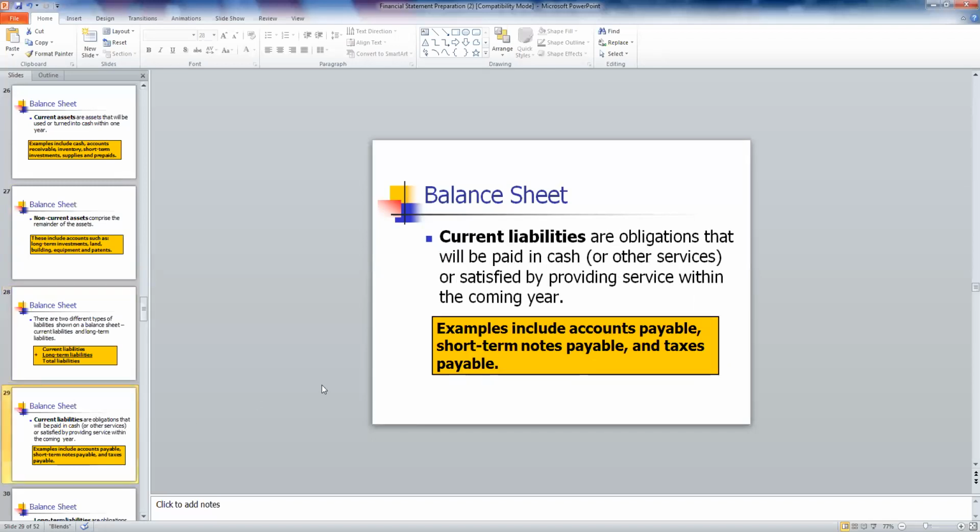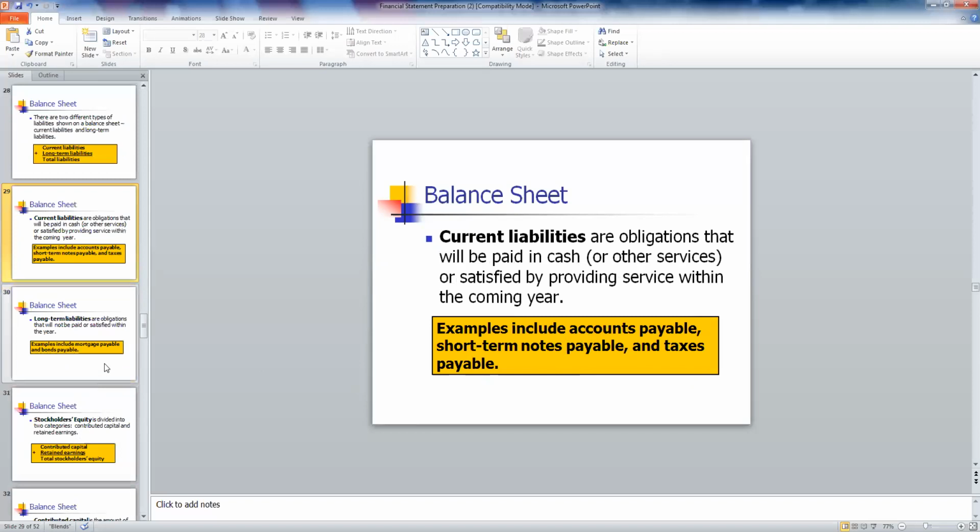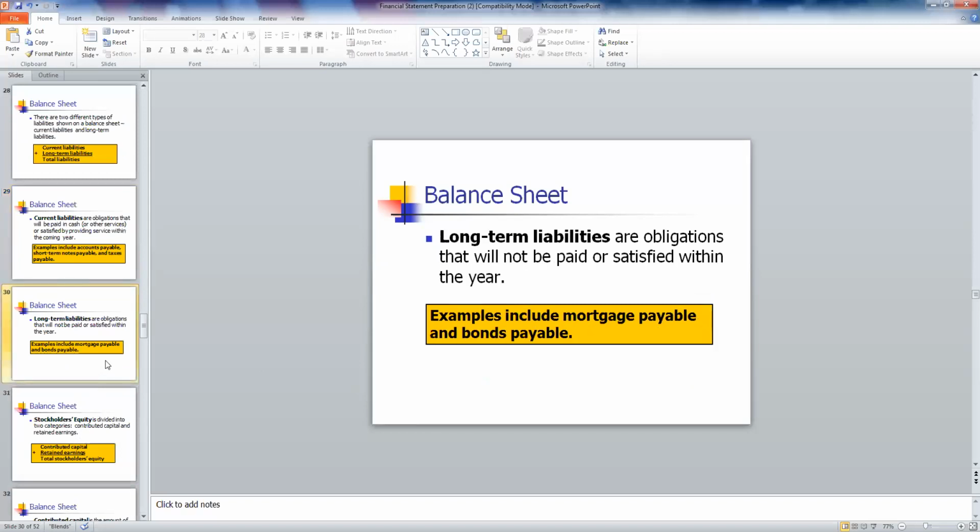So current liabilities, again, we'll get into all this, are things that we pay off in the current year. The terms that we'll come to know are accounts payable, short-term notes payable, and other things that we have to pay off. And then long-term liabilities are not going to be satisfied in the current year. Mortgages, bonds, and the like.